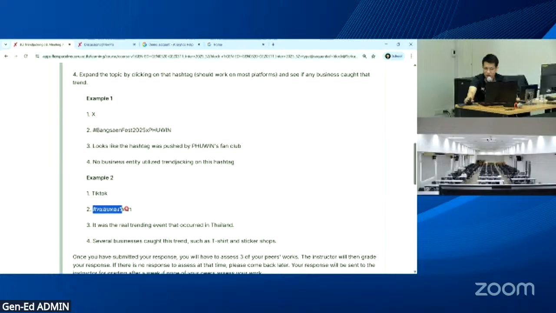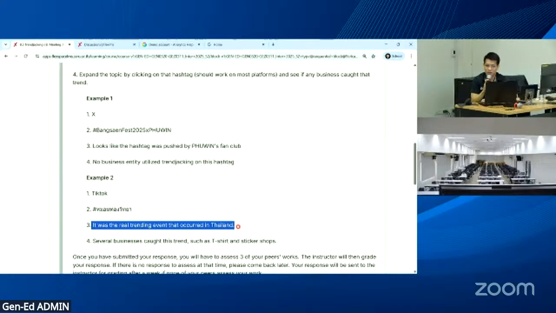It does not look like a group of people tried to push that hashtag, unlike this one. When I see this hashtag, I know that it was intentionally pushed by a group of people. It is very specific, especially this part. You cannot come up with this hashtag without a leader, without someone asking you to do it. But this one is the real thing that happened in Thailand, Montong Vitya. So I think it was a real trending event that occurred in Thailand.